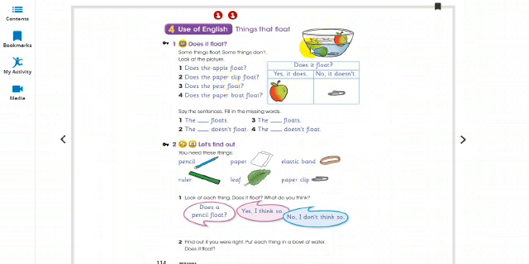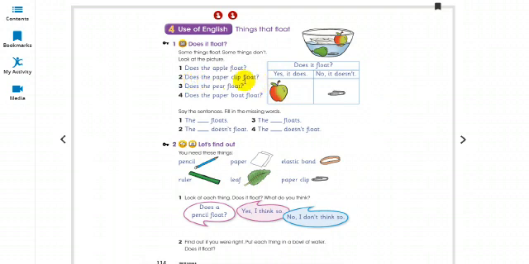First thing we need is the bowl and the water in the bowl. Then we need an apple, a paper clip or a pin that you have, a pear, a fruit, and a paper, a small piece of paper or a paper boat. So we are going to see if these things float or sink. Does the apple float? Now you can take the apple and put it in the bowl. What do you see? You can see the apple is on the water. So you draw the picture of the apple here where it is written yes it does. That means yes, the apple floats.